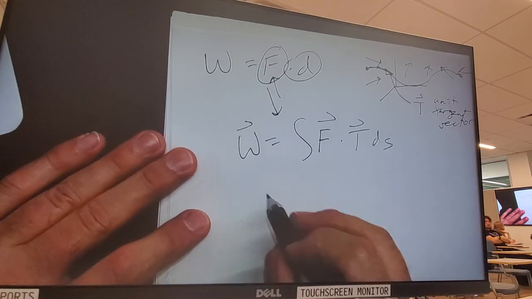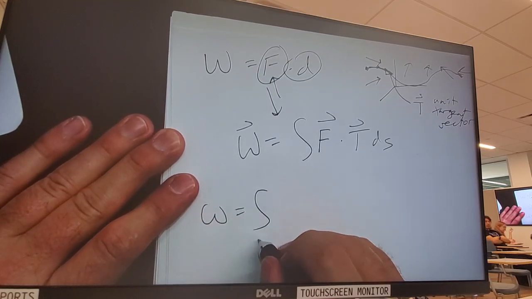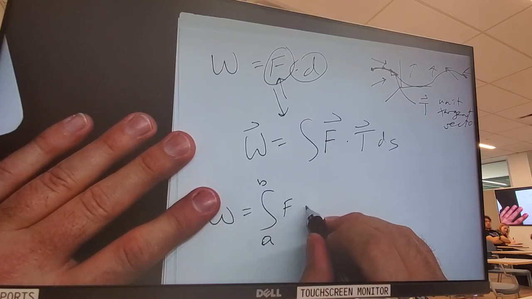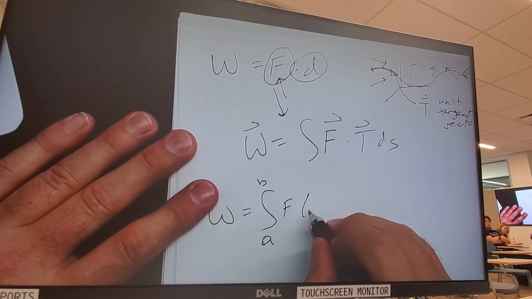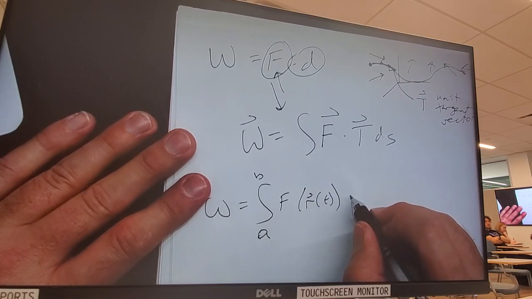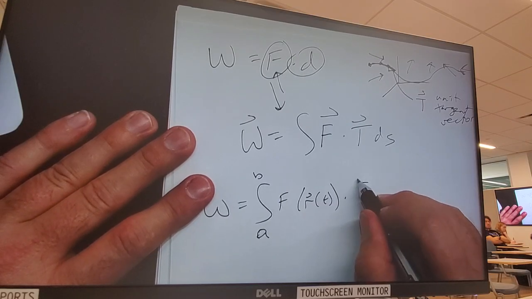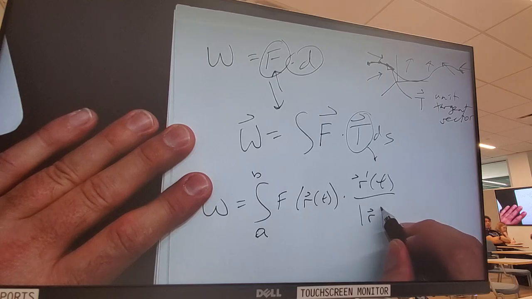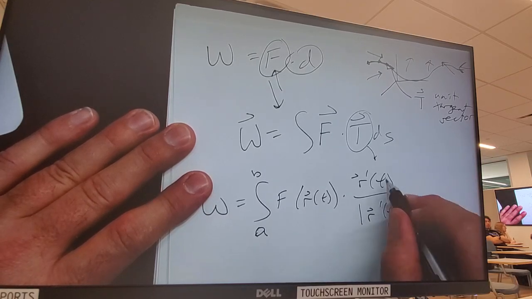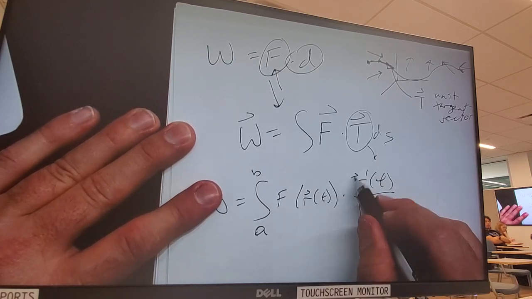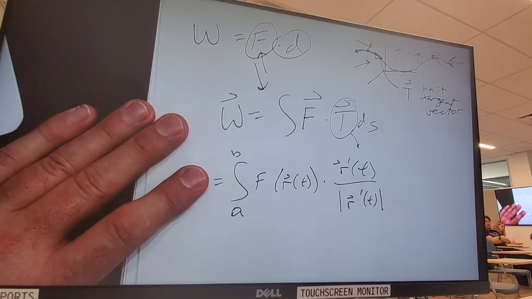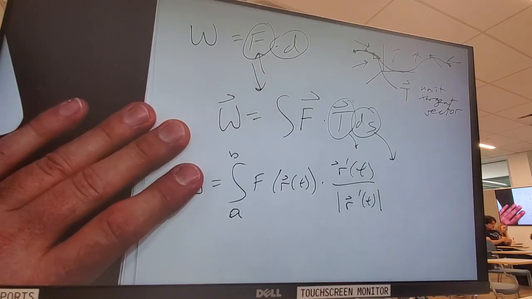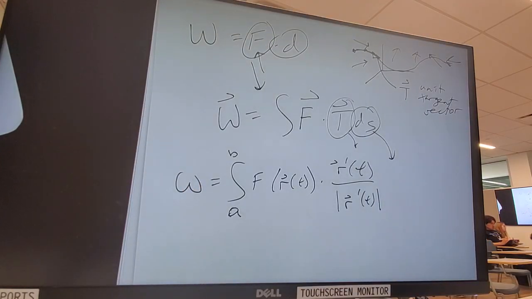If I do what I just said and parameterize this, I'm going to write what T was, what I just said. It's r prime divided by its length. And then ds, okay.